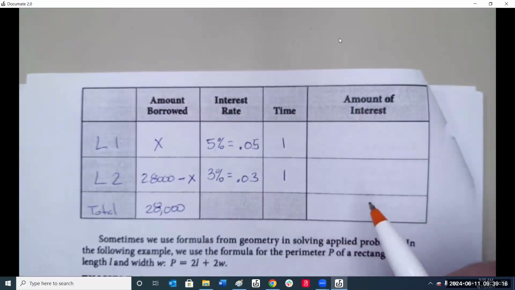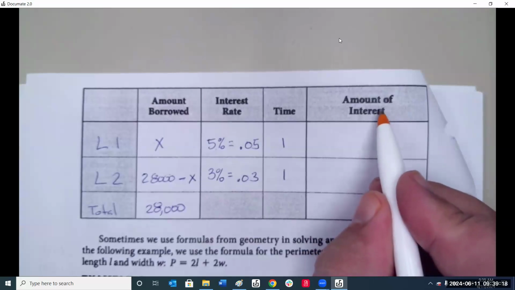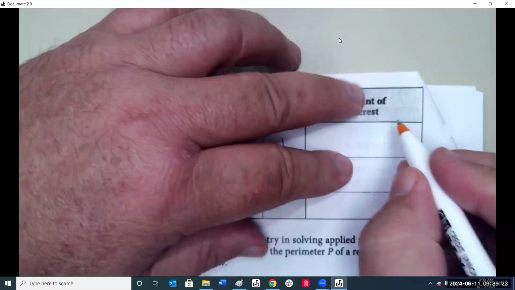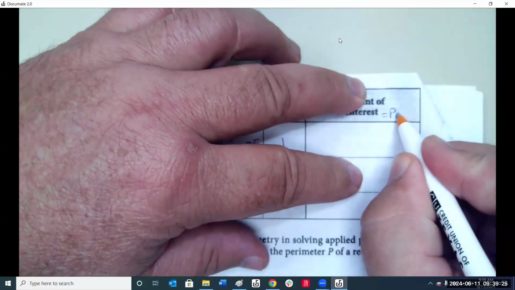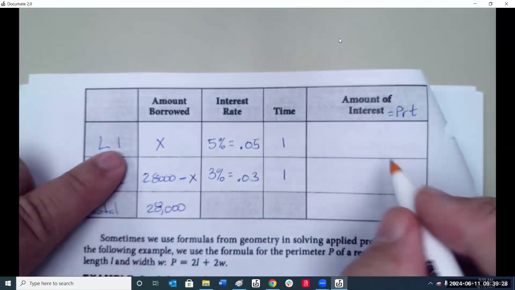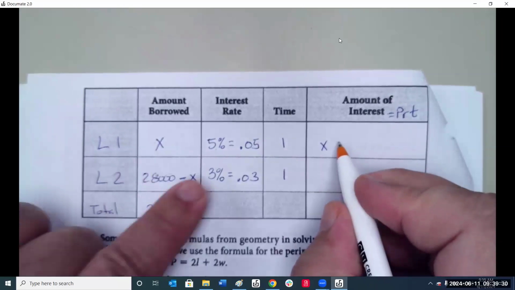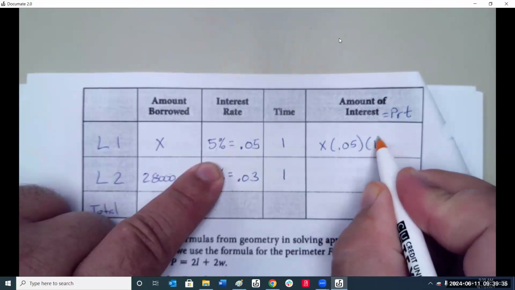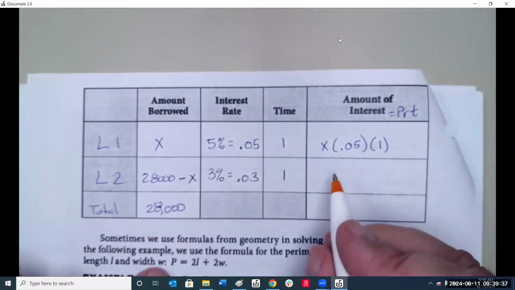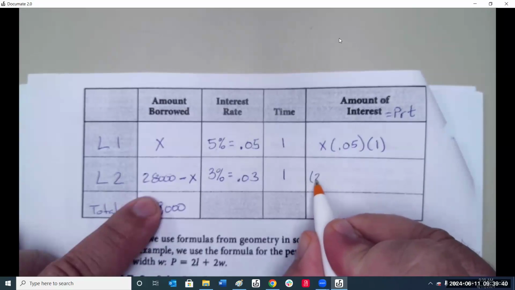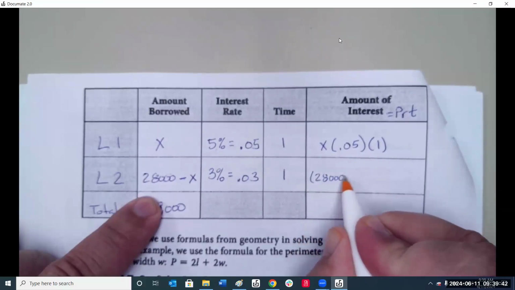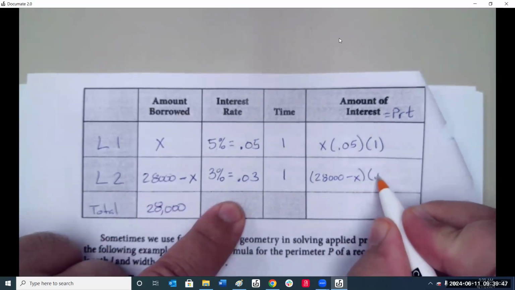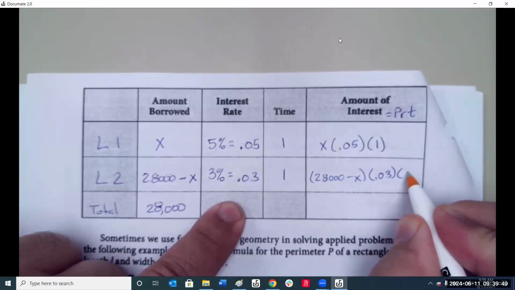So the amount of interest, all we're looking for is the interest. What's the formula for interest? Yeah, so it's PRT. So it's X times 0.05 times 1. And this one is 28,000 minus X times 0.03 times 1.